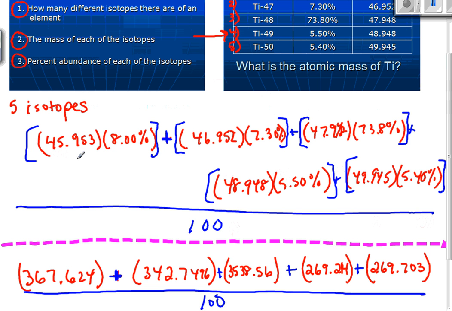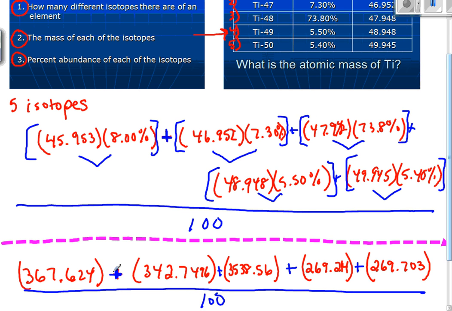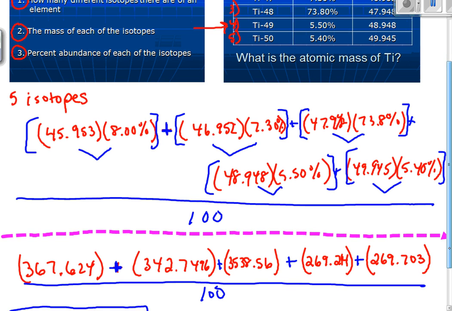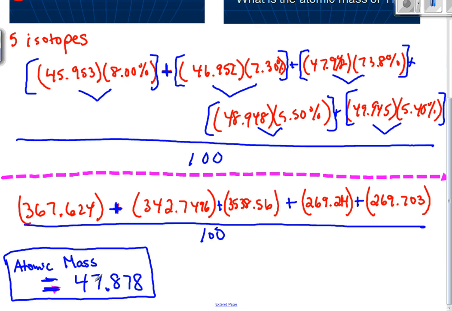What I've now done is I've just multiplied these numbers and inserted them in the red brackets. So here's the multiplication for the first, adding it to the multiplication of the second, adding it to the multiplication of the third, and so on for all 5. You're going to add those all together, get one giant number, and make sure to divide that entire thing by 100, and the final answer is 47.878.